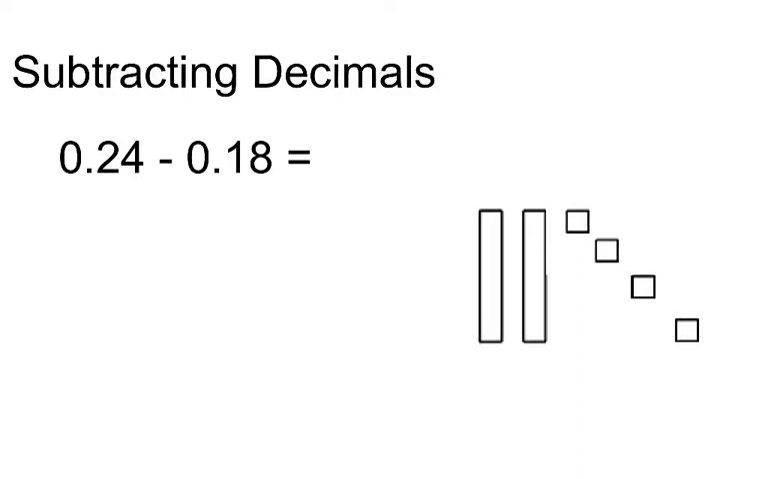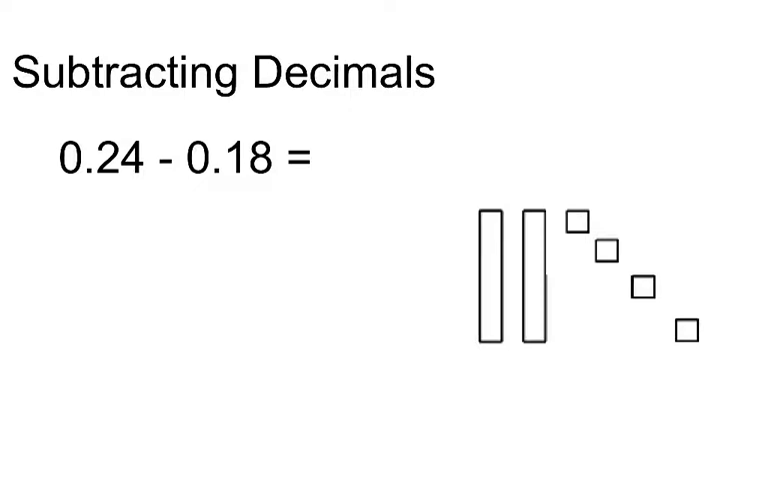Subtracting decimals. Subtracting decimals, of course, we use all of our same rules of when we're borrowing and using all those strategies of subtracting whole numbers, but with manipulatives, it's a little bit different. We can take our little base 10 blocks, manipulatives, and we can break them up into smaller pieces. So here we have 24 hundredths, and I'm taking away 18 hundredths.